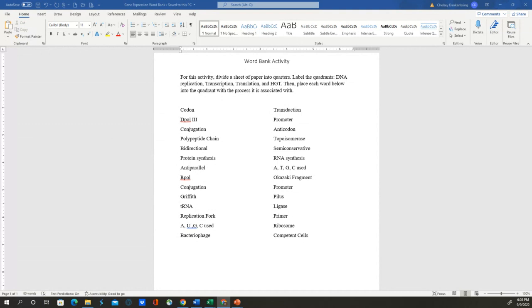As you can see, you're going to want to get a blank sheet of paper and divide it into quarters or quadrants. Then you're going to label each one as follows. And then we're going to talk together about putting all of these words where they go. This is just going to be a jumping off point to talk about these big processes.